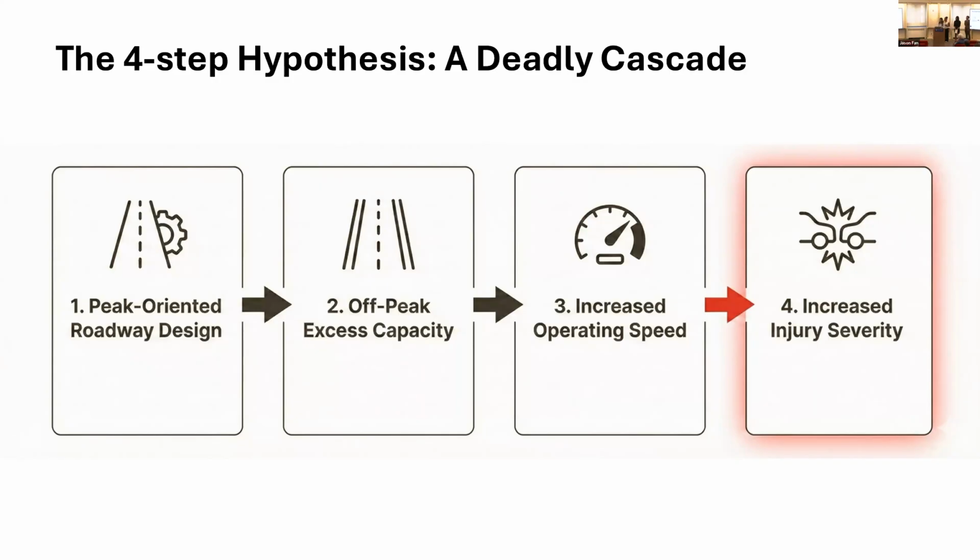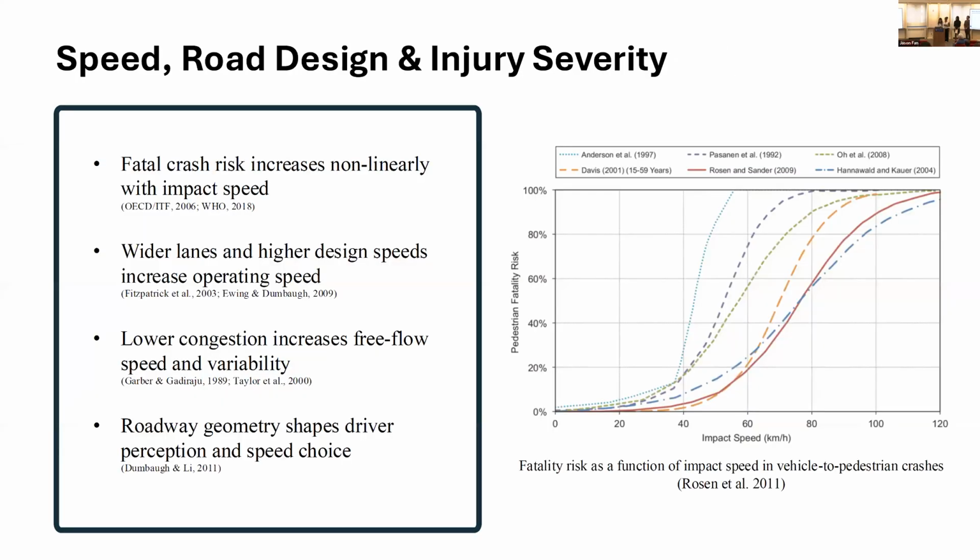psychologically increases the operating speed for the drivers. And in that case, the higher speeds increase injury severity when a crash happens. So to make it simple, a road designed to prevent congestion will become a deadly racetrack when it's empty. And our literature review established 4 key relationships.